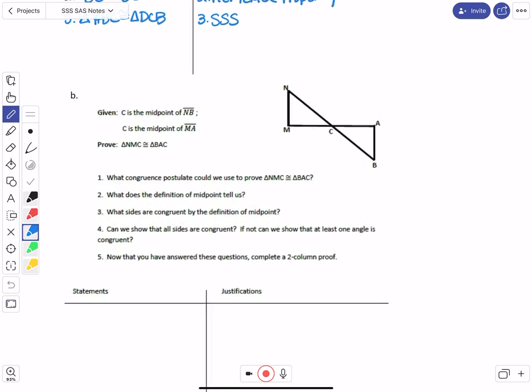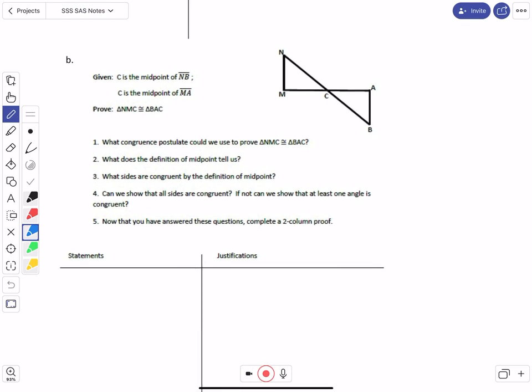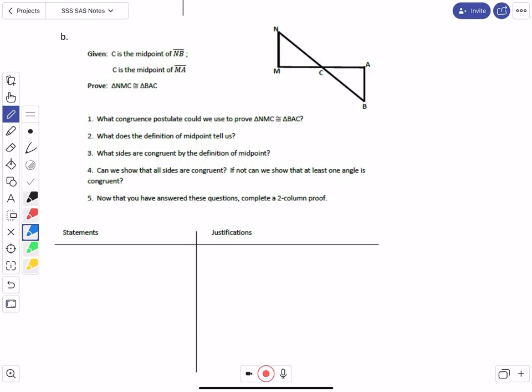So here's another one that we'll go through. Given that C is the midpoint of NB and C is the midpoint of MA, we are going to prove that NMC is congruent to BAC. So if we know that C is our midpoint of N to B, that means that these two parts are congruent. And if C is the midpoint of MA, we know that these two lines are congruent.